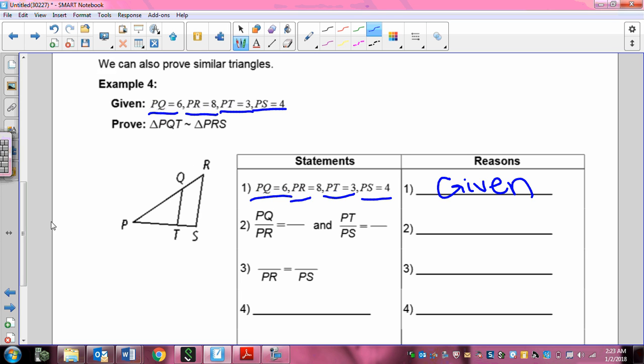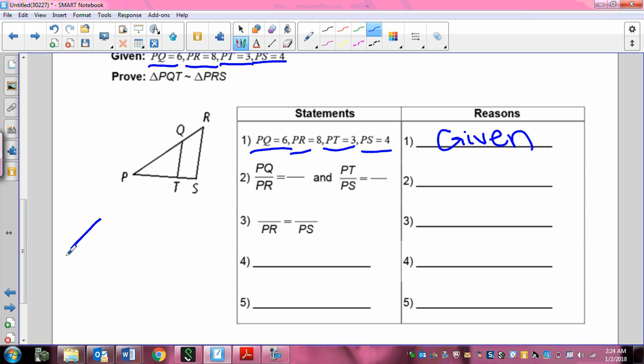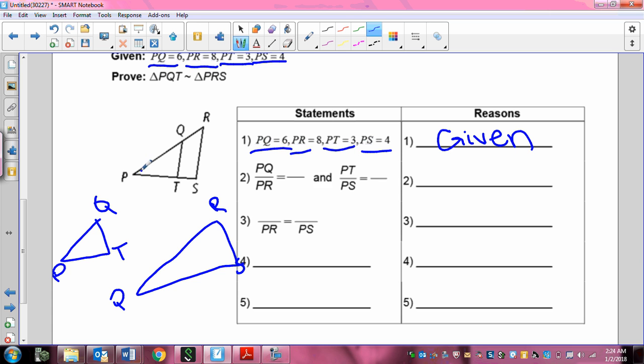Now, I need these triangles to be separated. So this little tiny triangle is QTP, and the other is QT, P, and then R, and then S, and P. So we know P is the same in both, right? They're both sharing angle P. Just something that we need to know. So P to Q, let me plug in this stuff. P to Q is 6, and P to R is 8. P to T is 3, and P to S is 4.